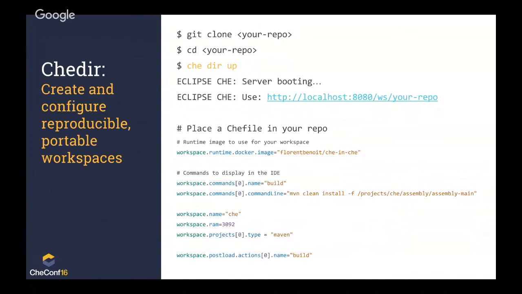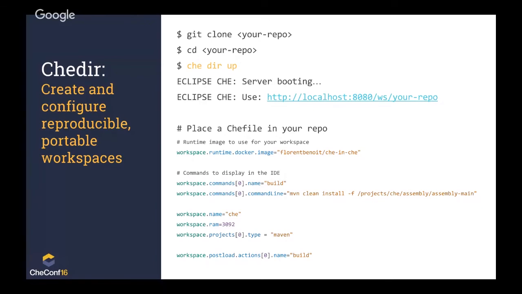And we will do this according to a Che file. If you don't have a Che file, we'll make some assumptions there. But you can place a Che file inside of your repo, and then you can specify which Docker image you want to use for your workspace, whether it's a compose file, add some commands, define the RAM, and the Che workspace that is generated will be set up properly.